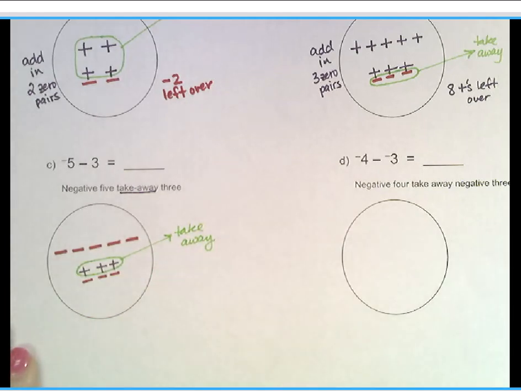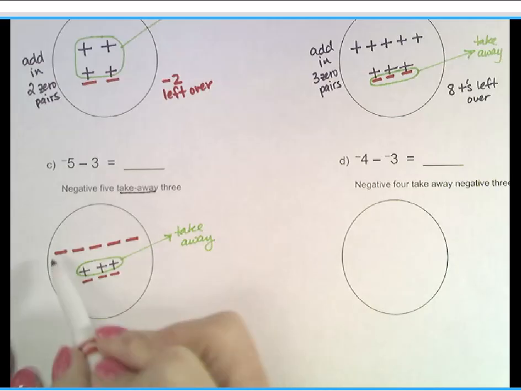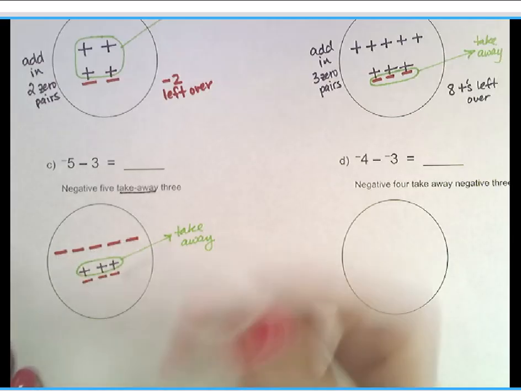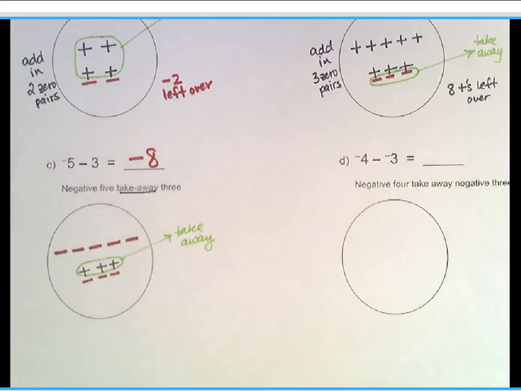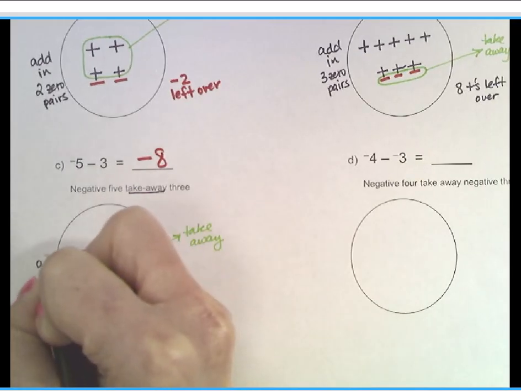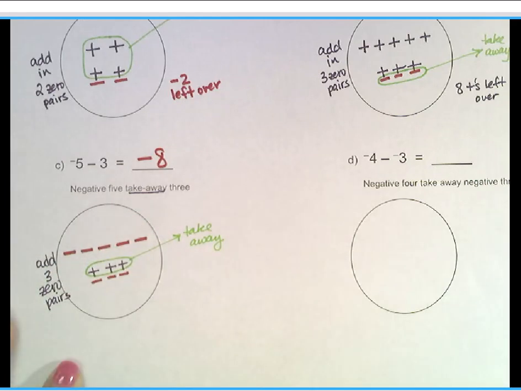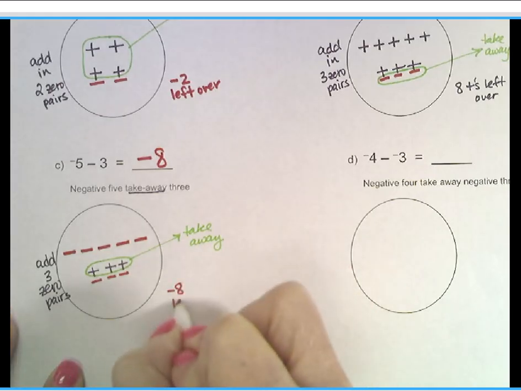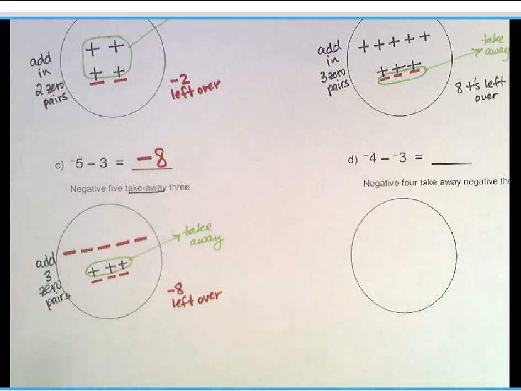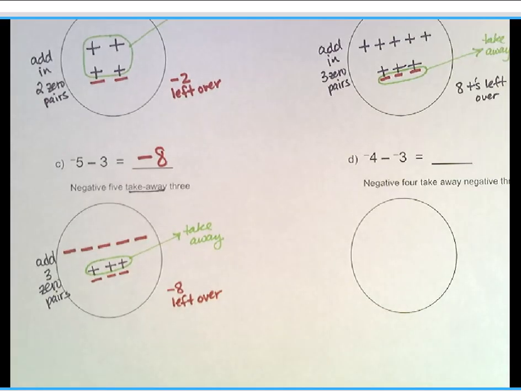And what's nice about this is if you can imagine those being taken away, you can see that everything left is negative. And there's 1, 2, 3, 4, 5, 6, 7, 8. There's 8 negatives left. This is a really good one for explaining why the answer is negative, because a lot of times students will say that the answer is like 2 or negative 2. And so they're just looking at the 5 and the 3 and not considering the signs. So on this one we added 3 0 pairs. And what was left was negative 8 left over once we take away the 3 positives.